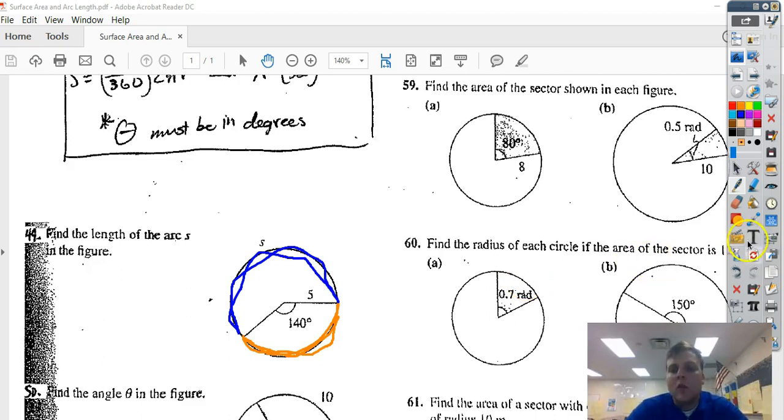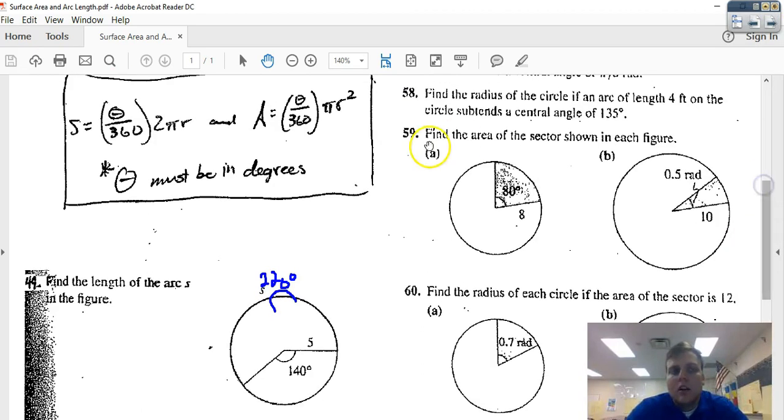Alright, so how could I find the angle that I need? The angle that I need, which would be this angle. Well, you know a circle's 360. So you just say 360 minus 140, and that's 220. Alright, so my angle is given to me in degrees, so that means I'm going to want to use one of these two formulas at the top of the page. They're a little hard to see right now on my screen. Now it says find the length of the arc S, so I'm going to want to use this formula right here.